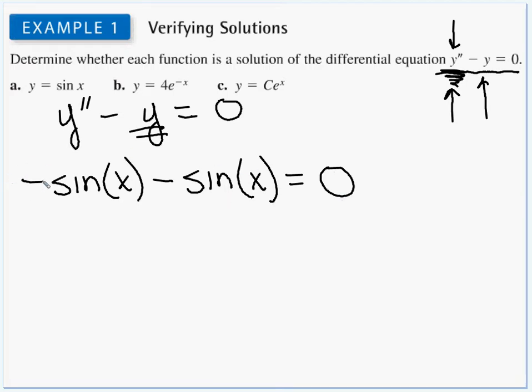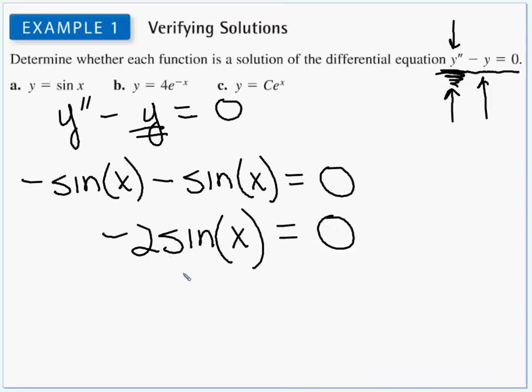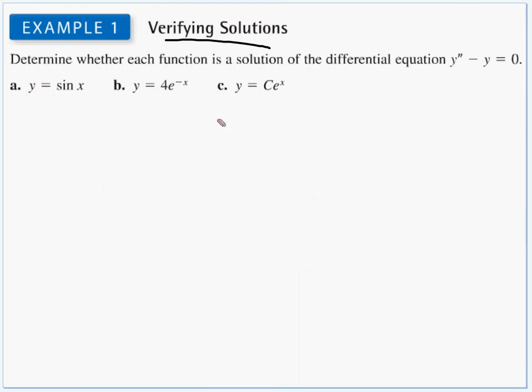Or if this was a positive sign, minus sine x equals 0, we could combine over here and get negative 2 sine x equals 0. Now, it is possible we could solve this, and there are a couple answers of x that would make this true, but we're trying to verify it's a solution for all values of x. So here we can say no. Y equals sine x is not a solution to our given differential equation.